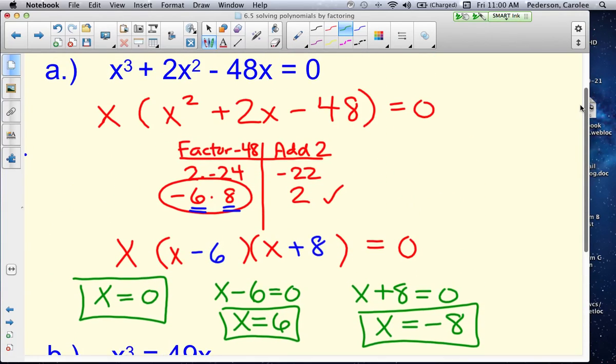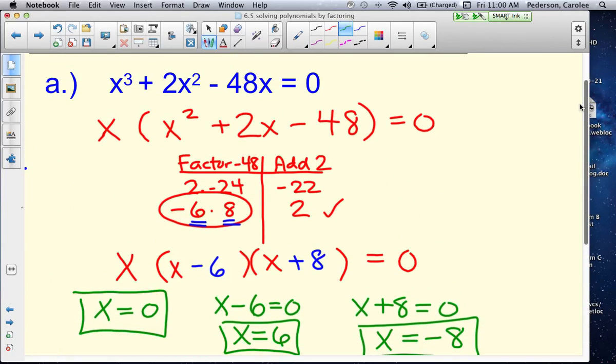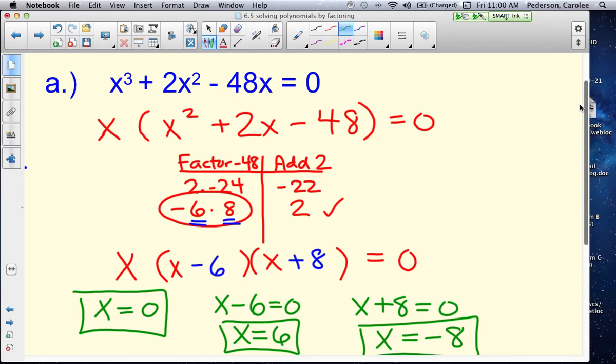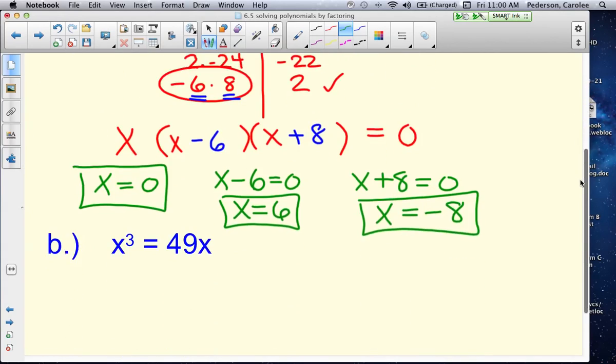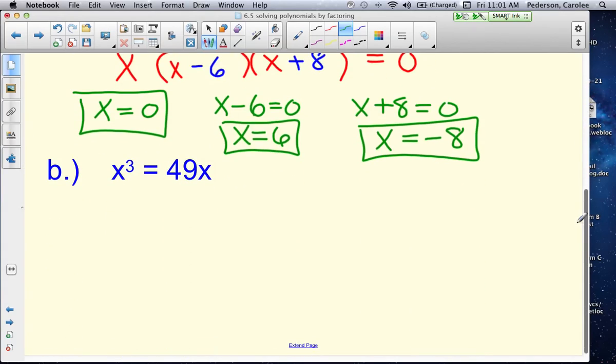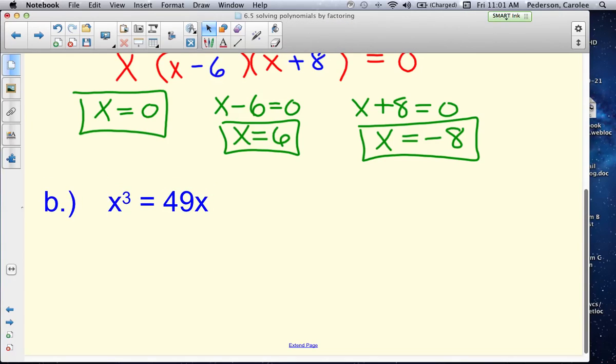If we go back up, we start off with a cubic equation, so we should have to put 3 zeros. You can also check your answers too if you wanted to plug it back in. Let's go on to example B. Let's write this one down. X cubed equals 49x. We want to solve it for x. So the first thing we do is we want to rewrite it in standard form.